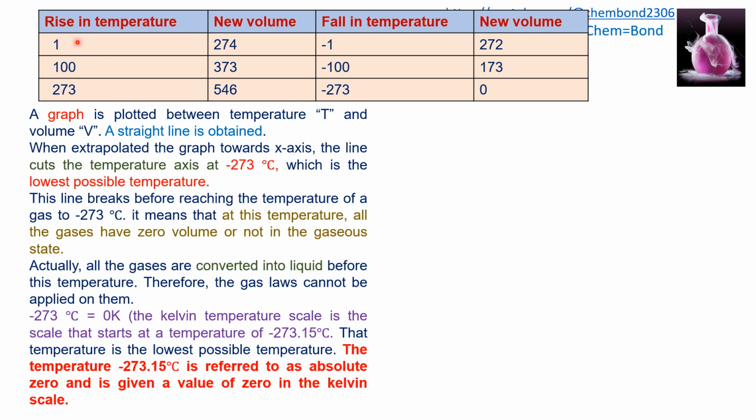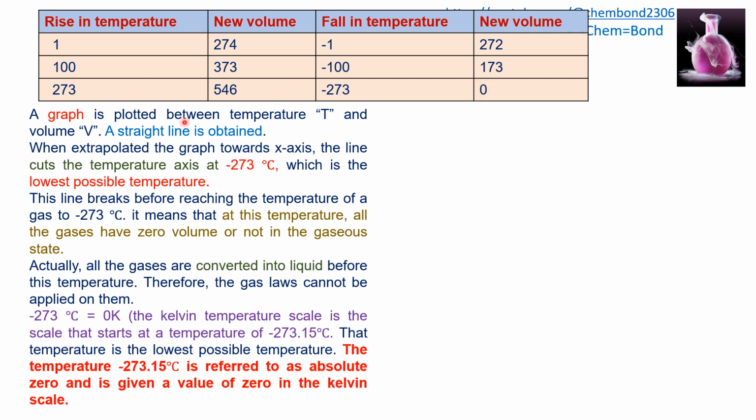The data which we obtained from the previous calculation, that is a 1 degree C rise in temperature, a 100 degree C rise in temperature, and a 273 degree C rise in temperature, will produce new volumes of the gas of 274 cm cube, 373 cm cube, and 546 cm cube. While for the fall of temperature at minus 1 degree C, minus 100 degree C, and minus 273 degree C, we will get volumes of 272 cm cube, 173 cm cube, and 0 cm cube.